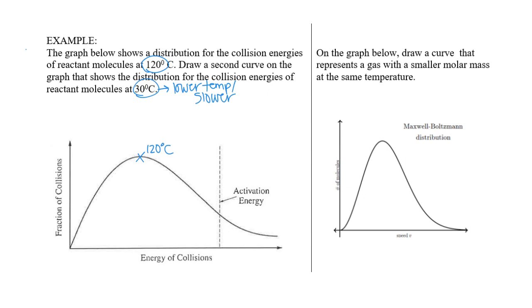And the farther to the left my peak is, the higher it goes, because it all gets smushed over to the side. So you should draw something that has a peak farther to the left. And the other important thing about that, let's go ahead and label that. So that would be 30 degrees Celsius, representing molecules that are moving slower.